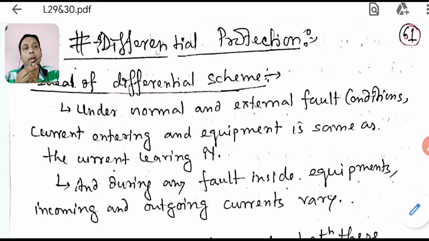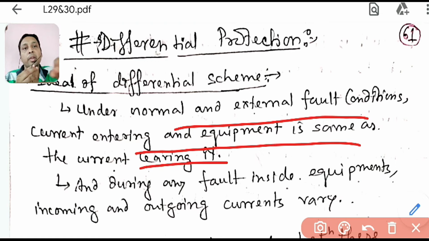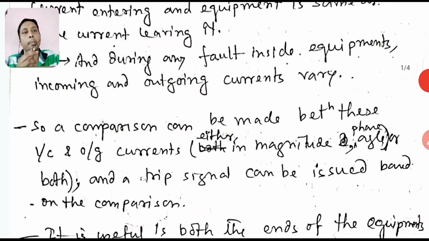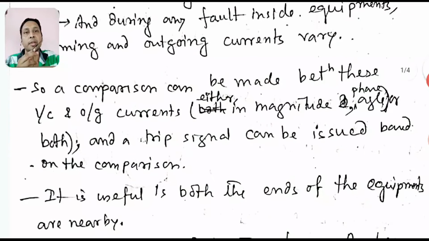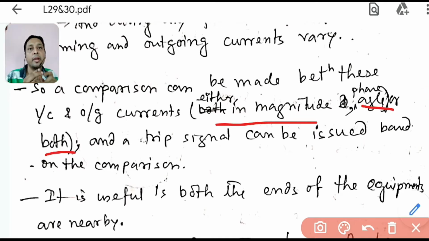So this was the idea. Under normal and external fault conditions, the current entering should be equal to the current leaving. During any fault inside the equipment, the incoming and outgoing currents differ from each other. So a comparison can be made between these currents, and the comparison can be on magnitude, on phase angle, or on both. You can compare the magnitude, the phase angle of the currents, or both. And the trip signals can be issued as per your requirement based on the comparison.